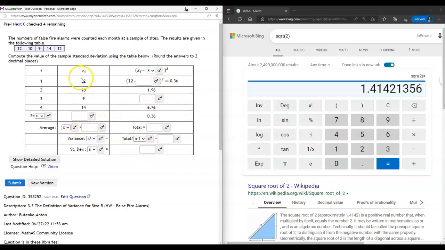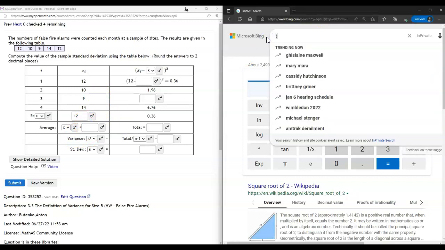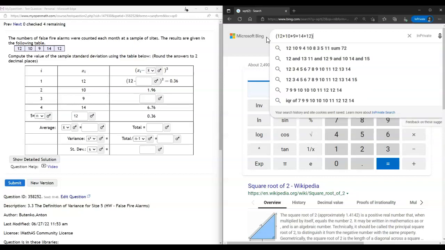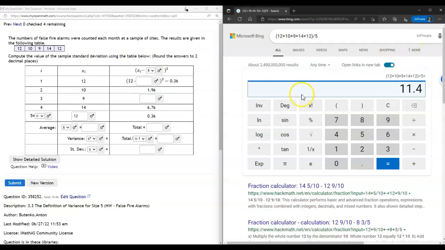We're going to continue from top down, from left to right. So the first thing we're going to compute here, not even compute, but just fill in the blank. We're going to take this last entry and put it here. And now we're going to find the average. Again, I'm just going to use a basic calculator. 12 plus 10 plus 9 plus 14 plus 12, all that divided by 5. We get 11.4.